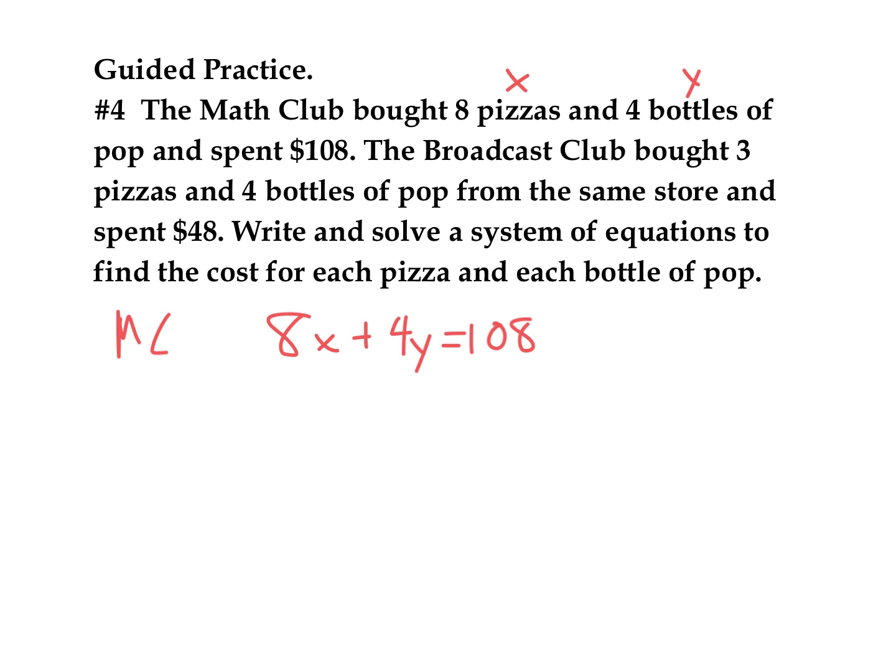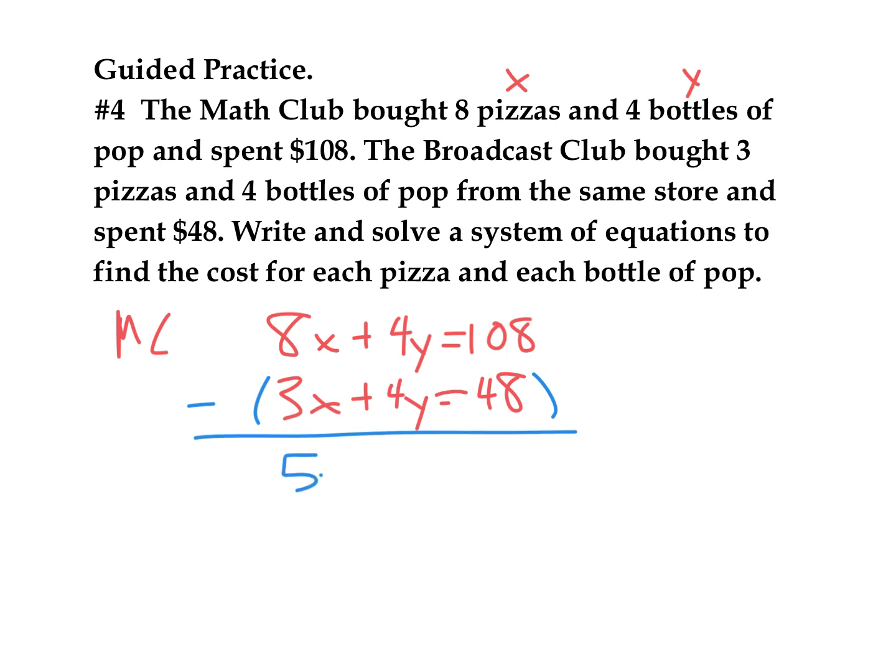Now there's a whole bunch of different numbers that I could plug in there for x and y that would come out to 108. But we also know that 3 pizzas and 4 bottles of pop cost $48. So we have the same 2 variables in 2 separate equations. We have a system now that we can solve. The 4y's will cancel. They're the same sign, so we're going to subtract those. 8x minus 3x is 5x. That cancels out. 108 minus 48 is 60.